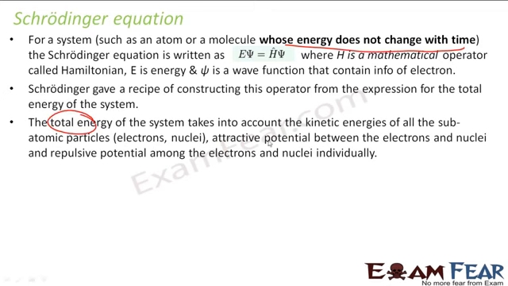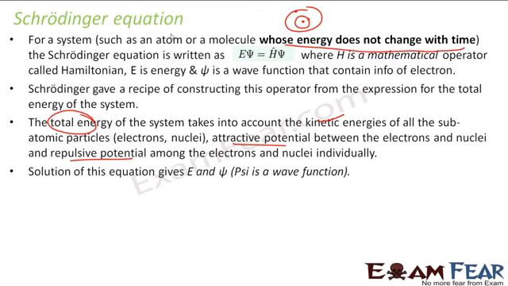And the total energy of the system takes into account the kinetic energy of all the subatomic particles, the attractive potential between electrons and the nuclei, and the repulsive potential among the electrons. So if you see, this is your atom, and these are electrons, right? There is a repulsion between them, there is attraction between electrons and the nuclei, and there is kinetic energy for the electrons. So all these energies are taken care of. And the solution of this equation gives energy and psi. And psi is a wave equation.